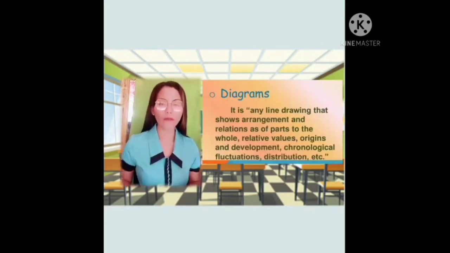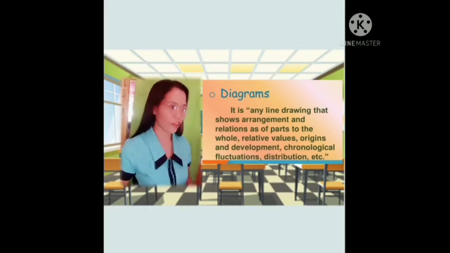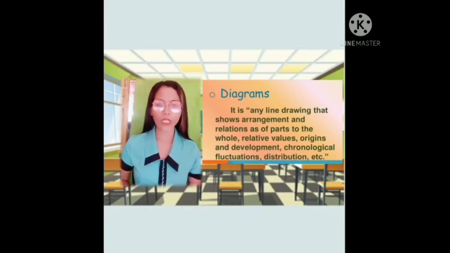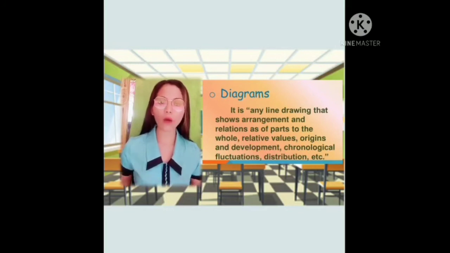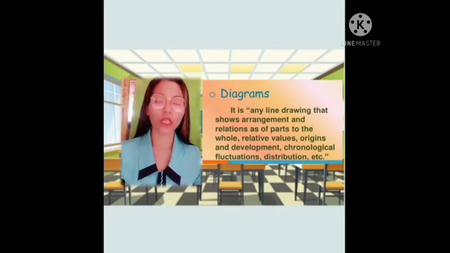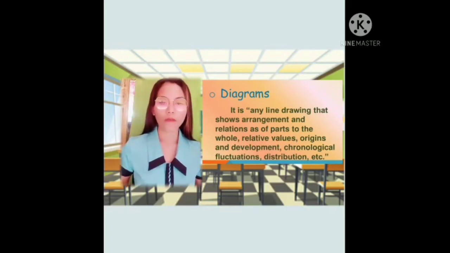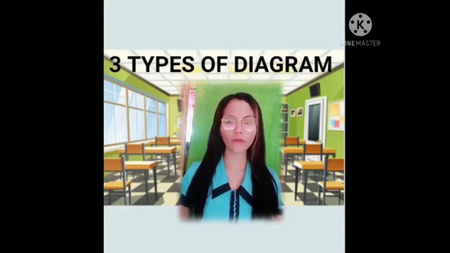If we talk about a diagram, it is a graph, chart, drawing, or plan that explains something by showing how the parts relate to each other. For example, the chart showing how all the departments within an organization are related. So this is an example of a chart that's showing the organization of the departments. Now let's go to the three types of diagram.